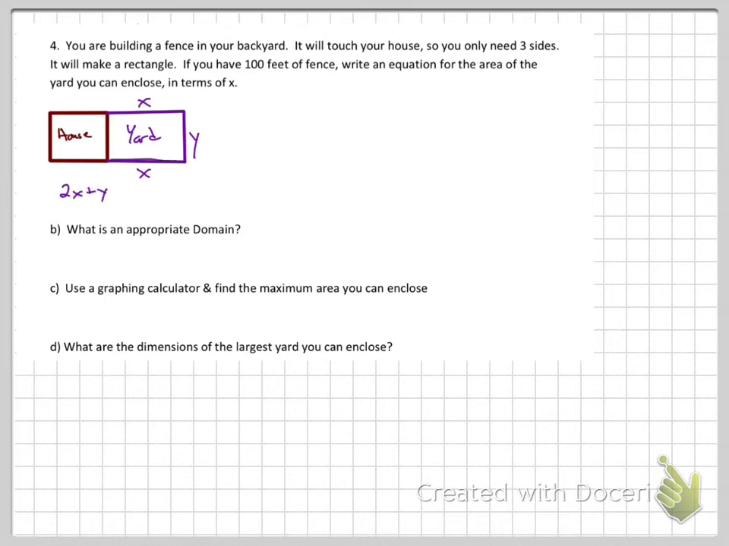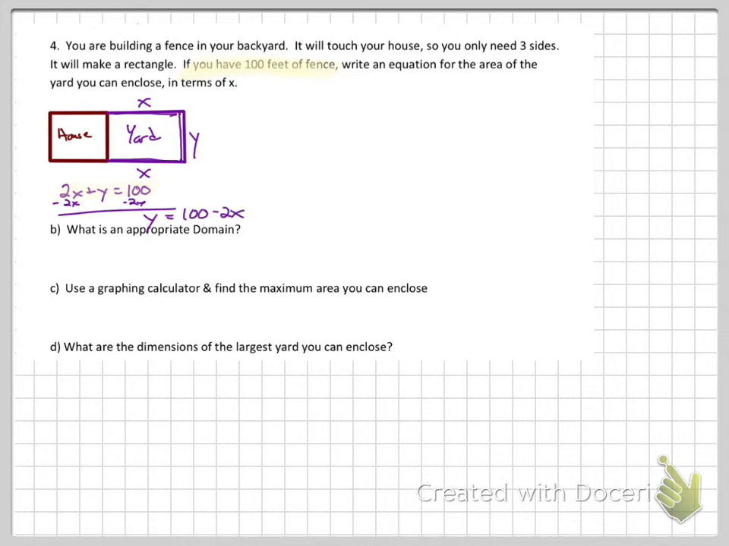That's x plus y, has to equal 100. It's assuming you're going to use all your fence. So 2x plus y equals 100. That's what they told me about. I have 100 feet of fence. Well, if I solve that for y, minus the 2x, y is going to equal 100 minus 2x.